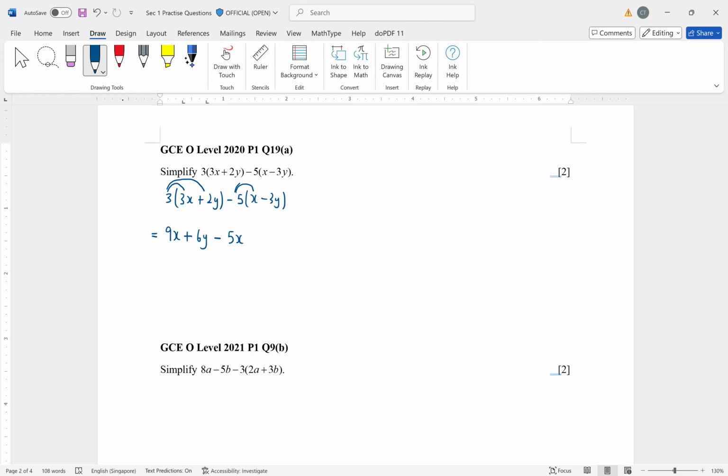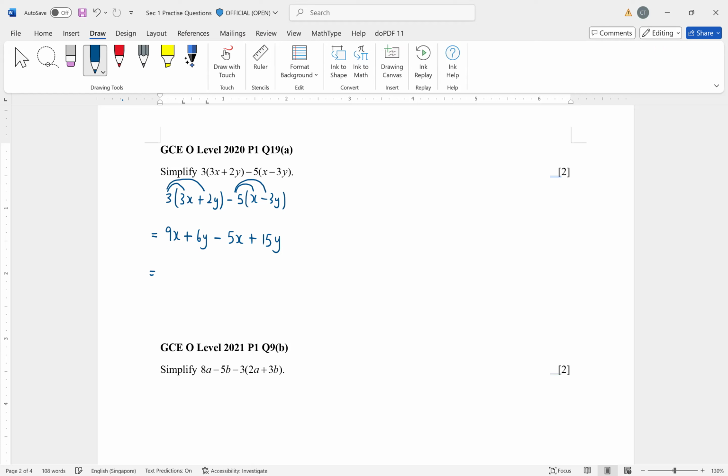Then negative 5 times negative 3y. This is where you need to be careful. Negative times negative, we know that it's going to be positive. So prepare the positive sign first. Then 5 times 3, we get 15, and then we have the y over here.